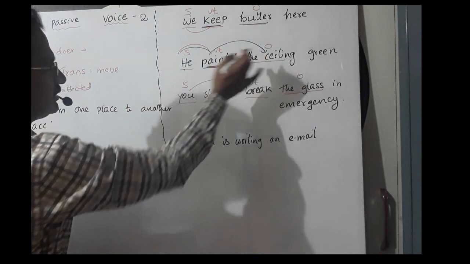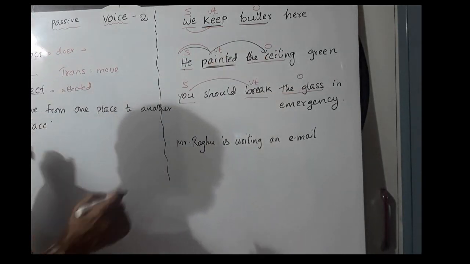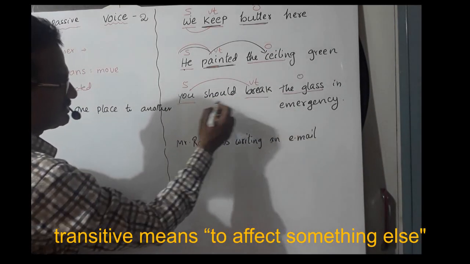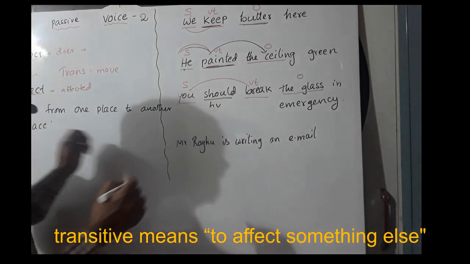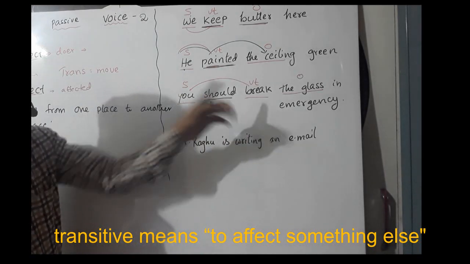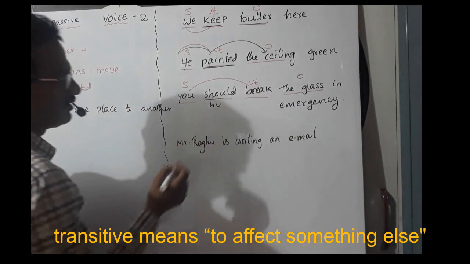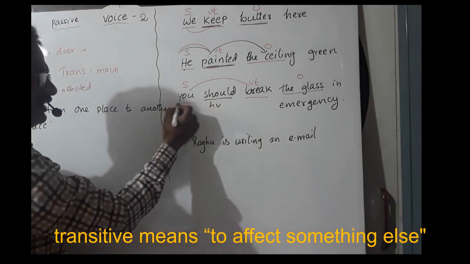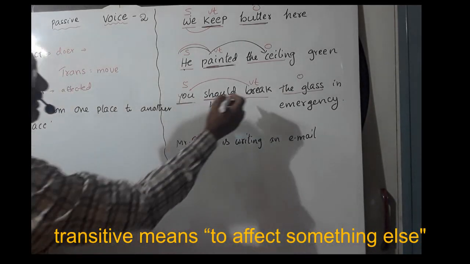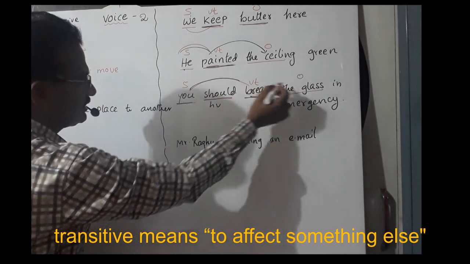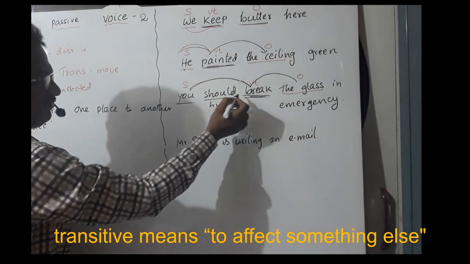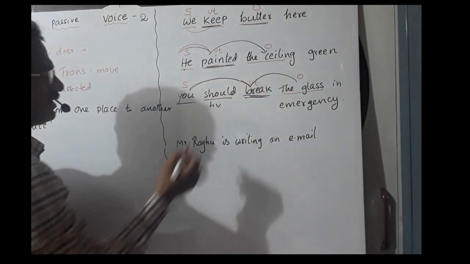There must be an object here. But what we can understand here is, observe this example: you should break the glass. Should is helping verb, you is the subject, break is main verb, and the glass is object. So the doer of the action is the subject, and in this action break, both subject and object participate. In verb transitive, both subject and object participate.